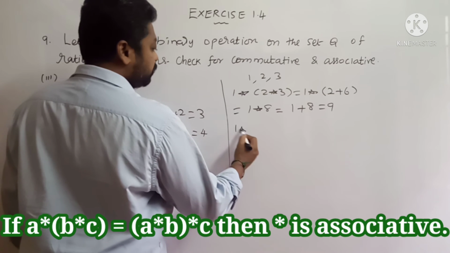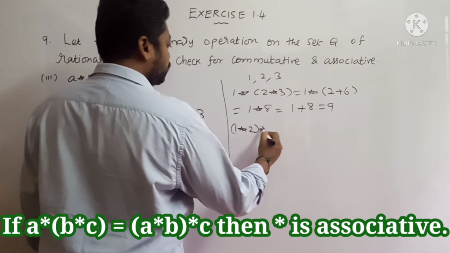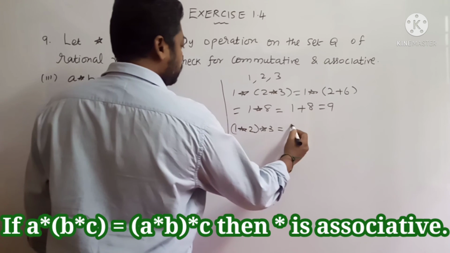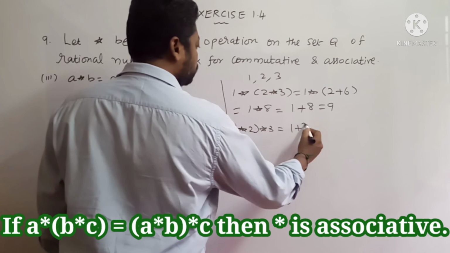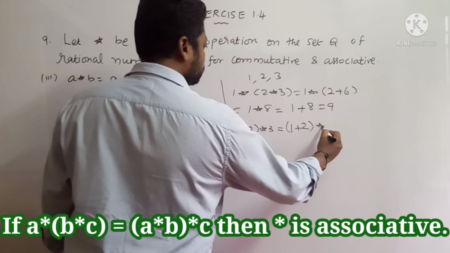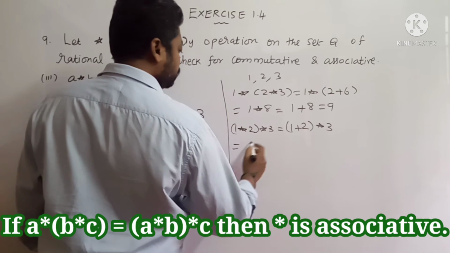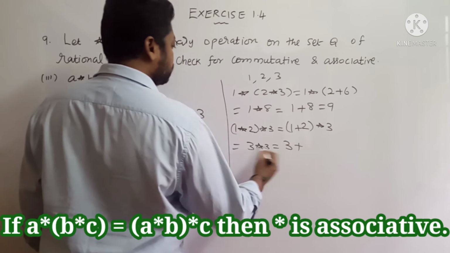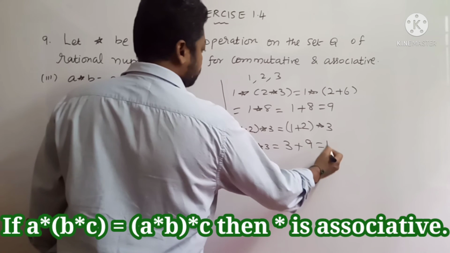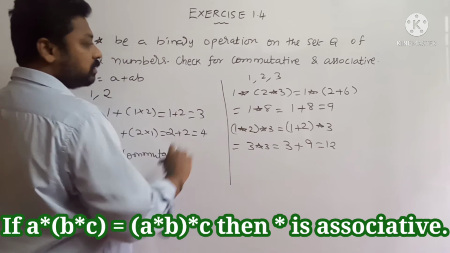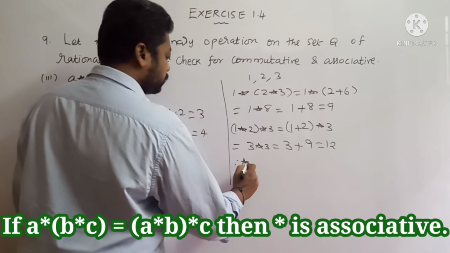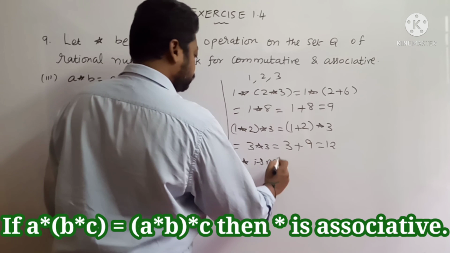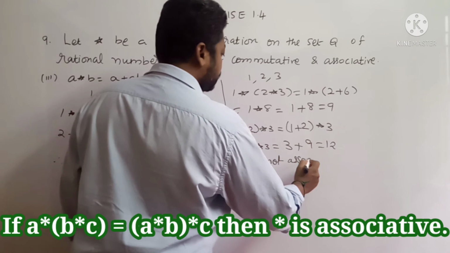So now we will check for 1 star 2 star 3. So 1 star 2 is 1 plus 1 into 2, star 3. So 3 star 3. So 3 plus 3 into 3, that is 9. That is equal to 12. So both are different values. Therefore star is not associative.